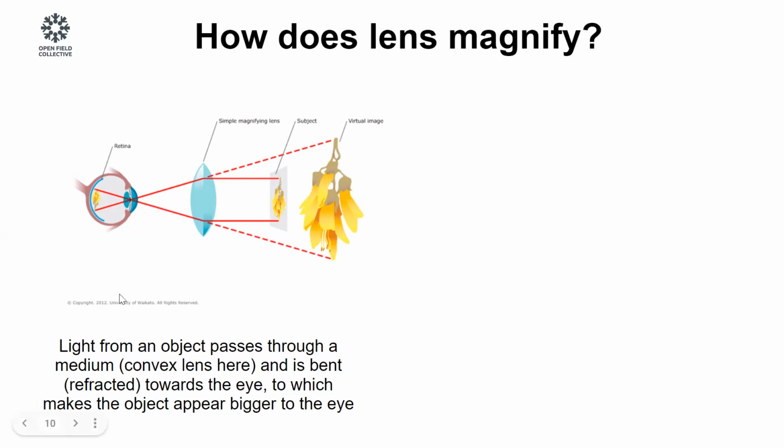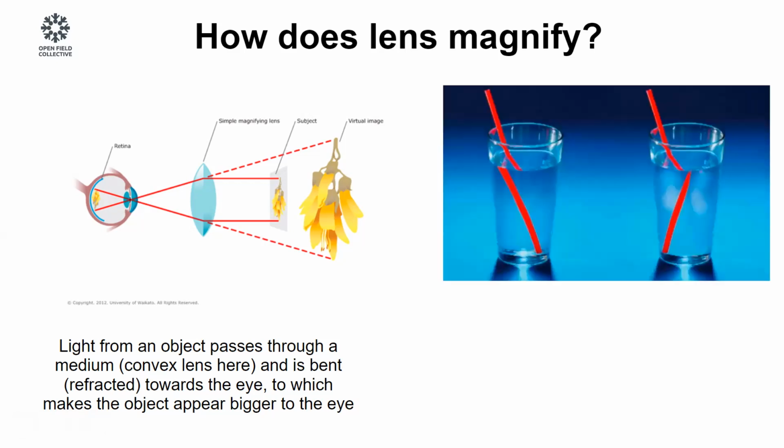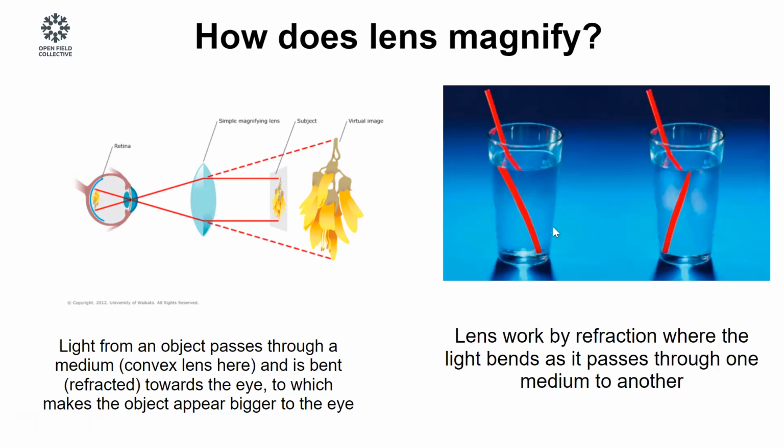Okay, so one of the basics here is that light passing through is bent, and this bending of light happens because of refraction. So what is refraction? One of the easiest ways to visualize refraction is by passing something from one medium to another. A medium just means something like glass versus water versus any other object. So lenses work by refraction, because the light bends as it passes from one medium to another.